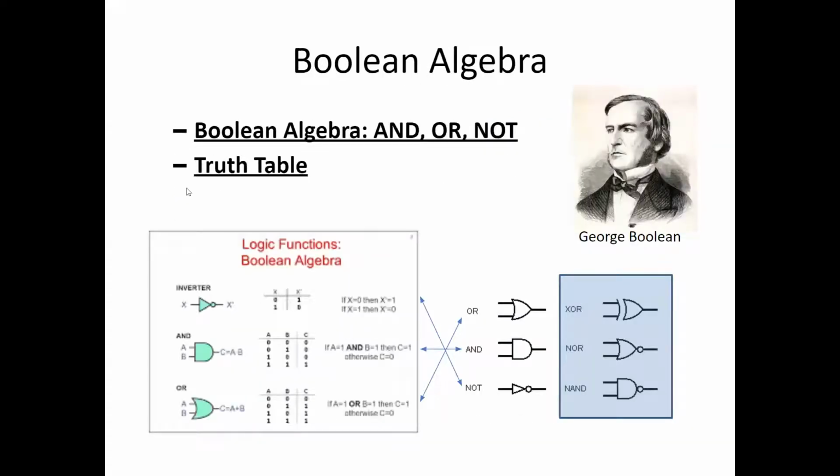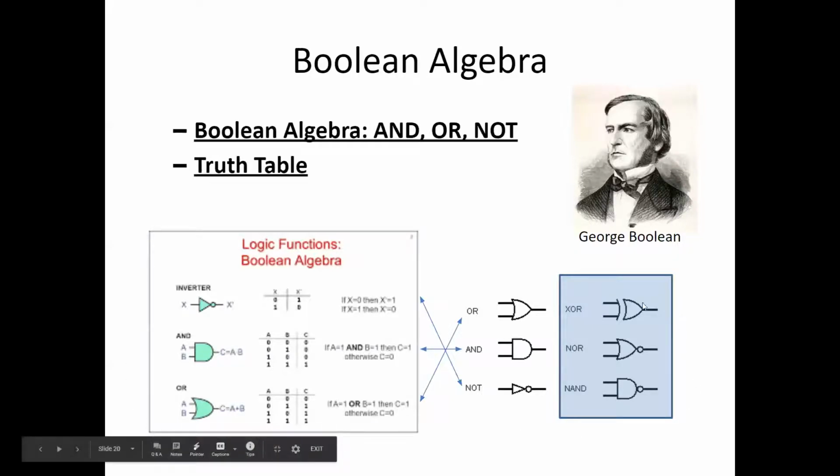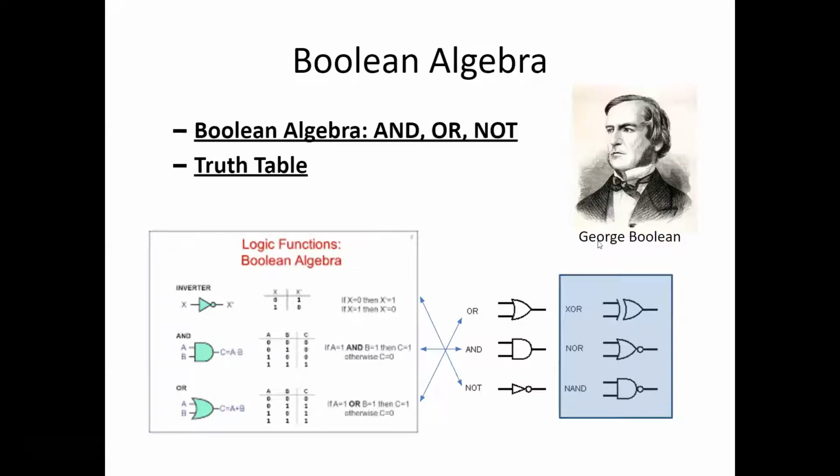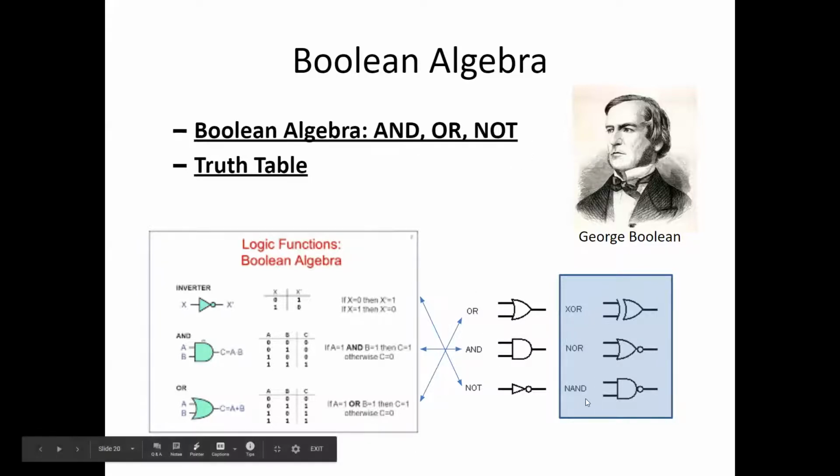All these symbols are part of boolean algebra. Boolean algebra was invented by mathematician George Boole, which is why it's named boolean algebra. The three basic functions of this are AND, OR, and NOT. Using these three, we can create all sorts of combinations of commands, including XOR, NOR, and NAND. In order for us to find out the output in an organized manner, we can use a truth table.